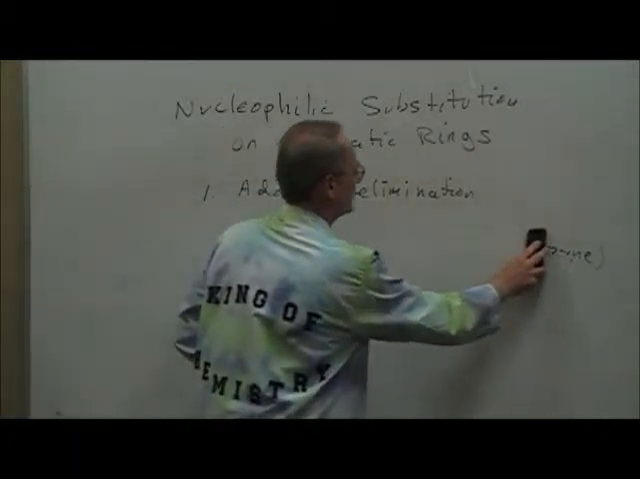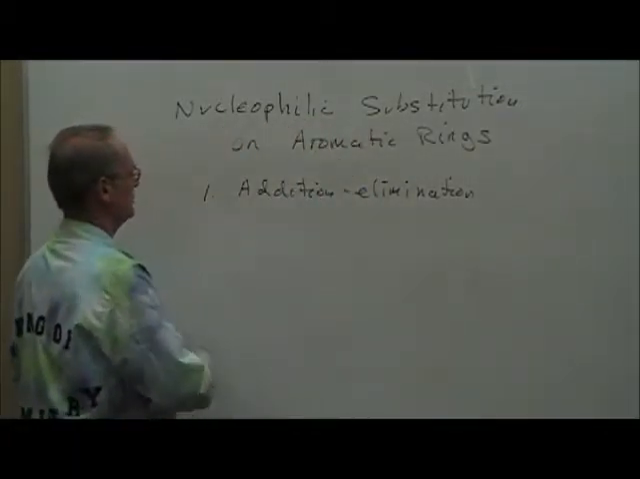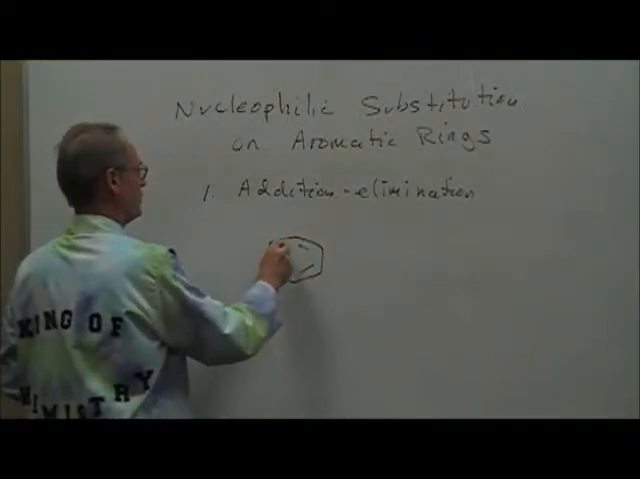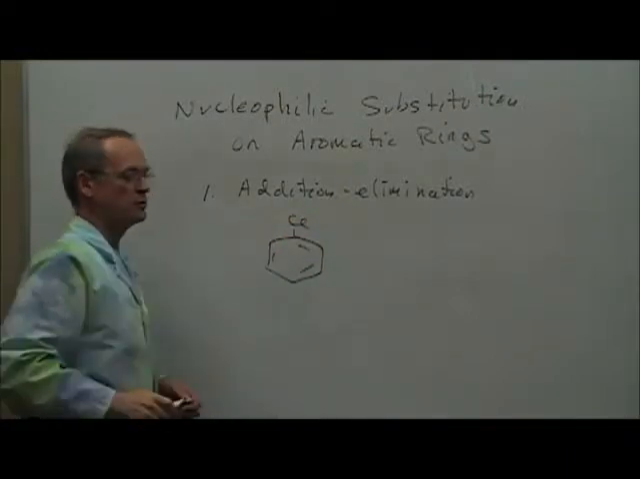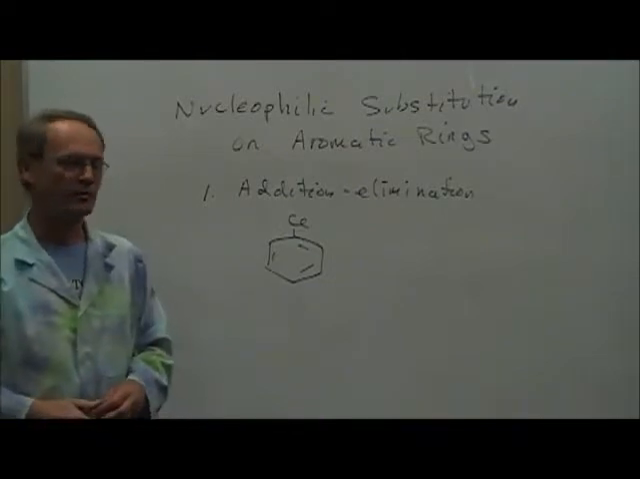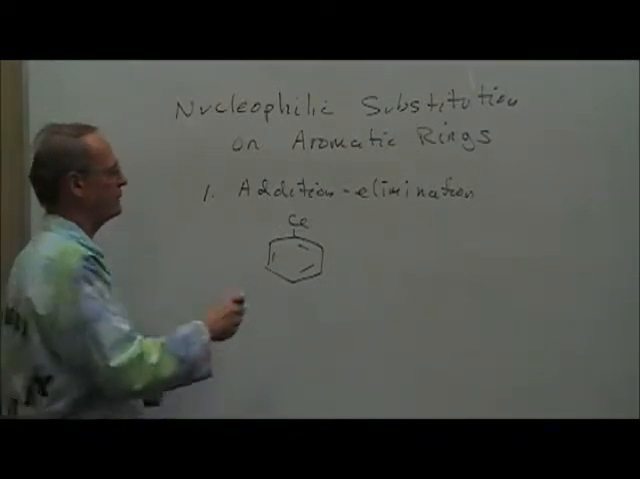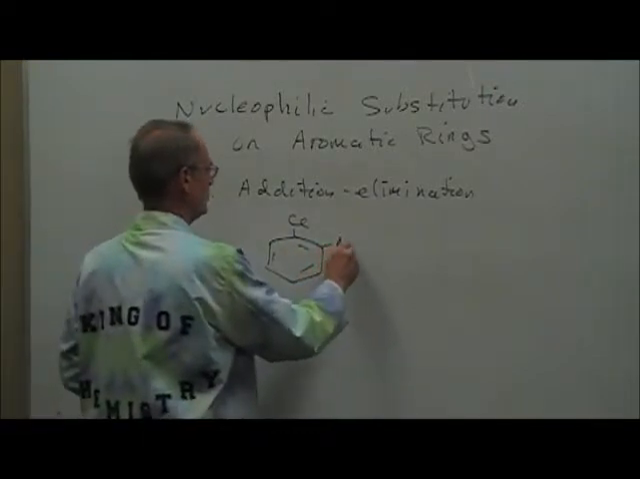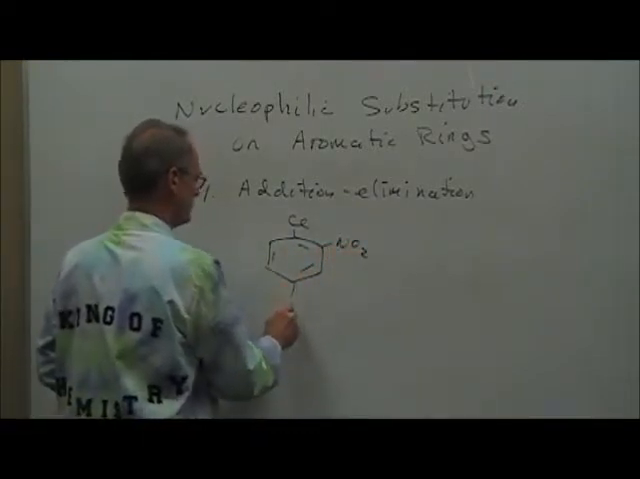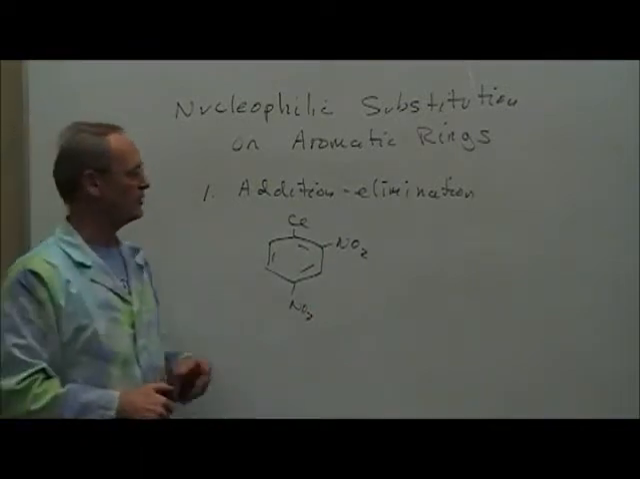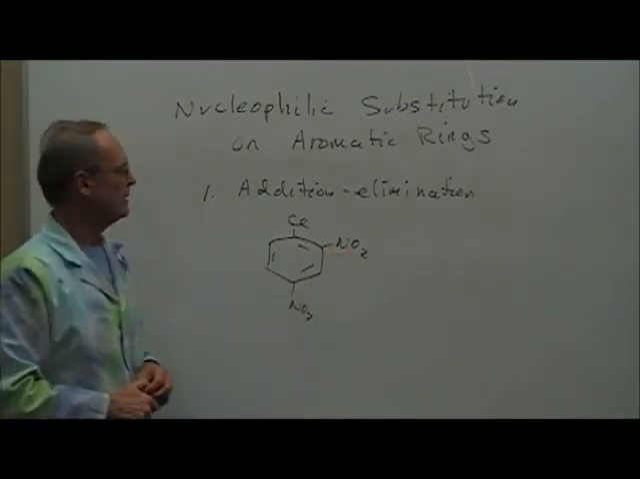In an addition-elimination mechanism, you're starting with, as I said, an aromatic ring with a halogen, and again I'm going to use chlorine just to be clear, but it could also be bromine or iodine. But it doesn't happen normally. It will only happen if you have two or more nitro groups, or in some cases other electron withdrawing groups, but works best with nitro groups themselves.